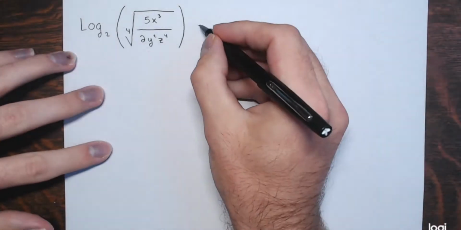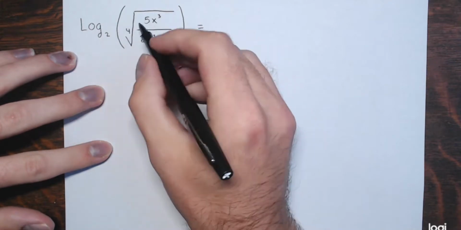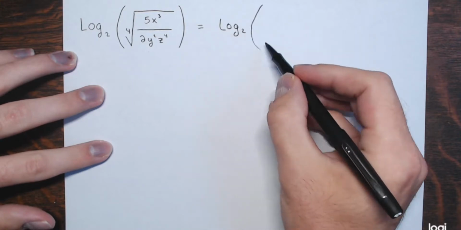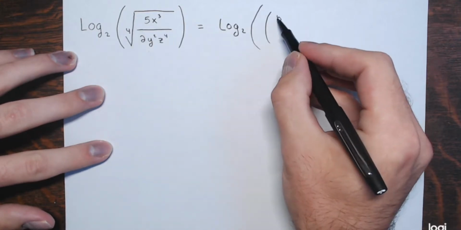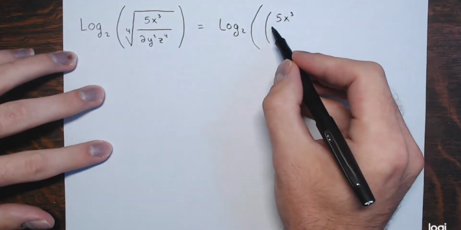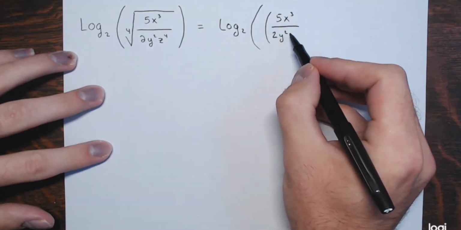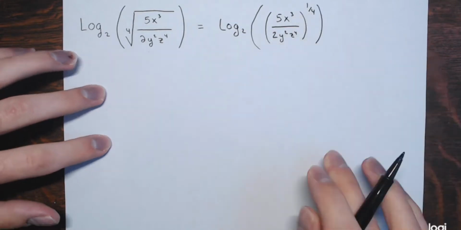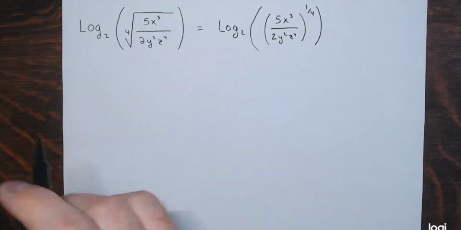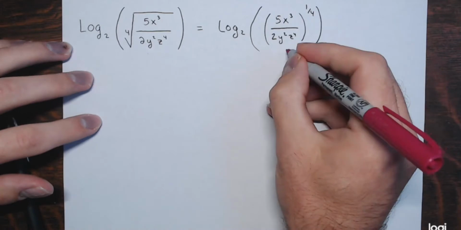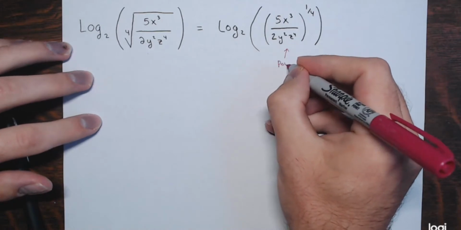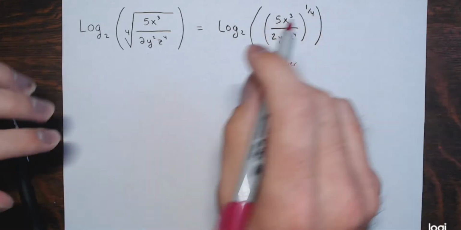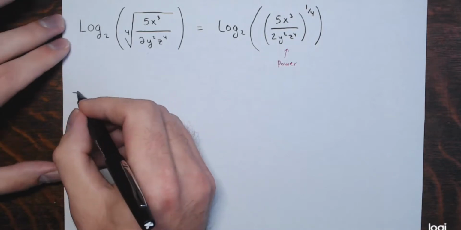So first I see this fourth root of everything. So I'm going to make this the log base 2 of the radicand here, which is 5x cubed divided by 2y squared z to the fourth, that to the 1/4 power. Now I look at this and I say, hey, I can use the power property, because the entire argument is raised to a single power here, this 1/4 power. So I pull the 1/4 out front.